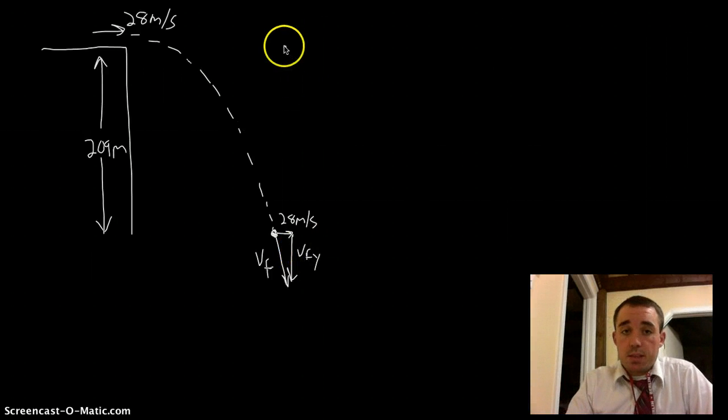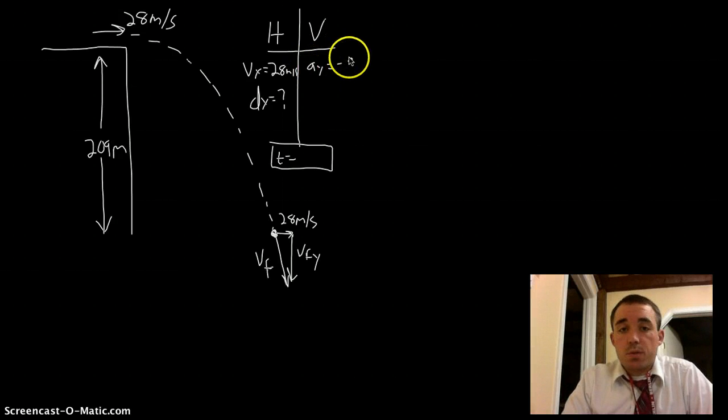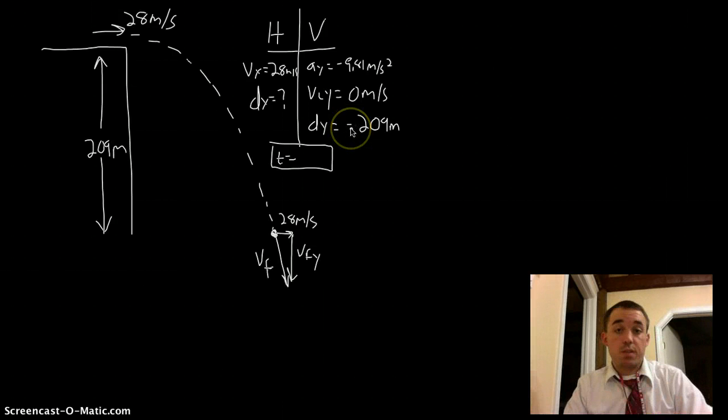Just like always, we should set up our knowns in terms of our horizontal and vertical information. Horizontal, we know that Vx is 28 meters per second. We know that dx, we don't know, and we know that time is our bridge. Vertically, we know ay, this is always true, negative 9.81 meters per second squared. We know viy is 0 meters per second, and we know that our dy from the problem is negative 209 meters. Negative because the orange is falling downwards.